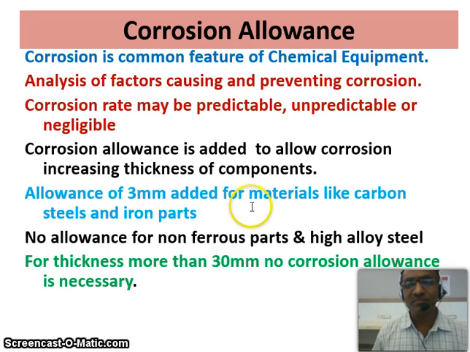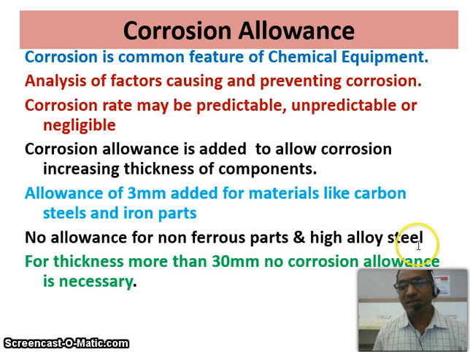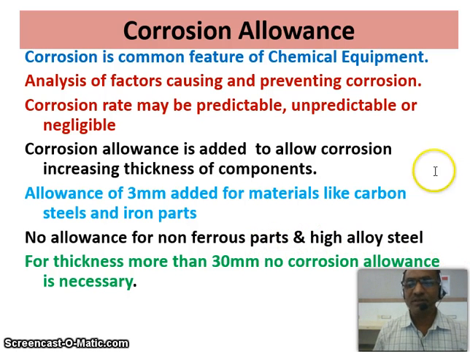Allowances of 3 mm are added for materials like carbon steel and iron parts. You are not required to add any allowances if you are using non-ferrous materials and high alloy steels for fabrication of these equipments. The code says that for thickness more than 30 mm, no corrosion allowances are necessary.